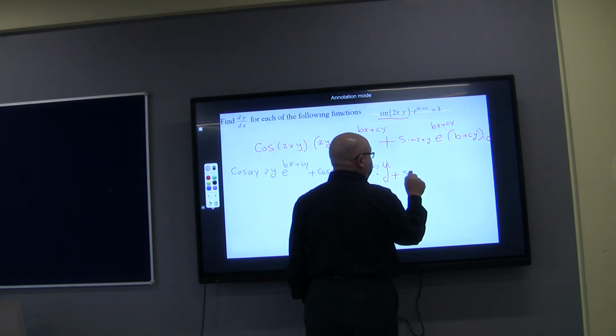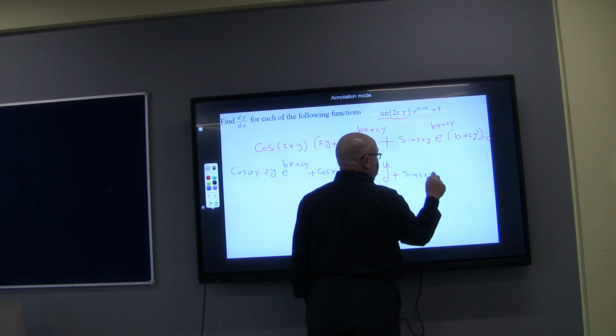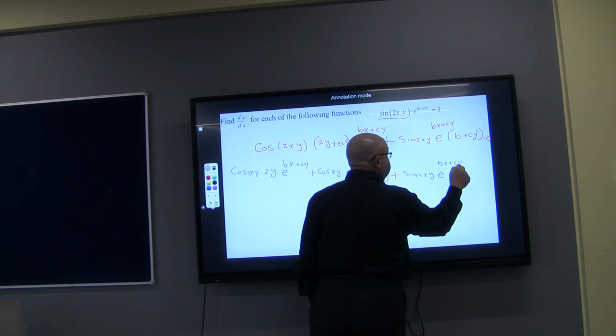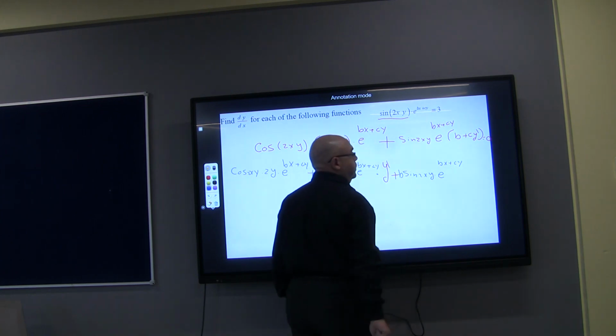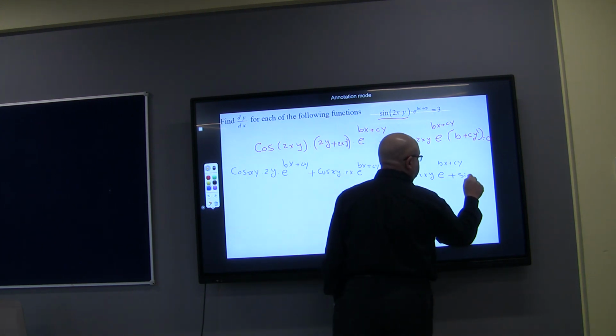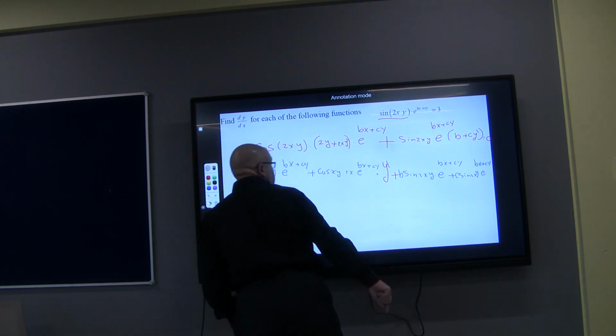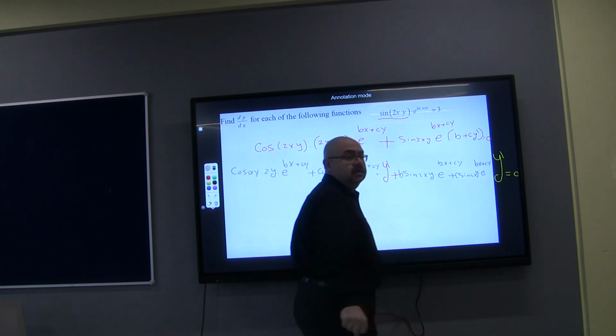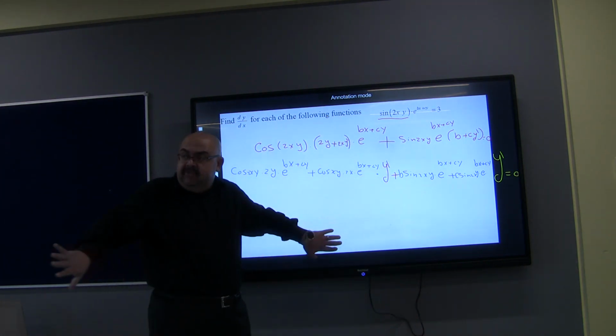I will add this value times all of this. So we will have sine 2xy times e to the power of bx plus cy, all of this multiplied by b. Then plus, you will have sine 2xy times e to the power of bx plus cy times c. Then all of this times y dash, and equal to what? To 0.